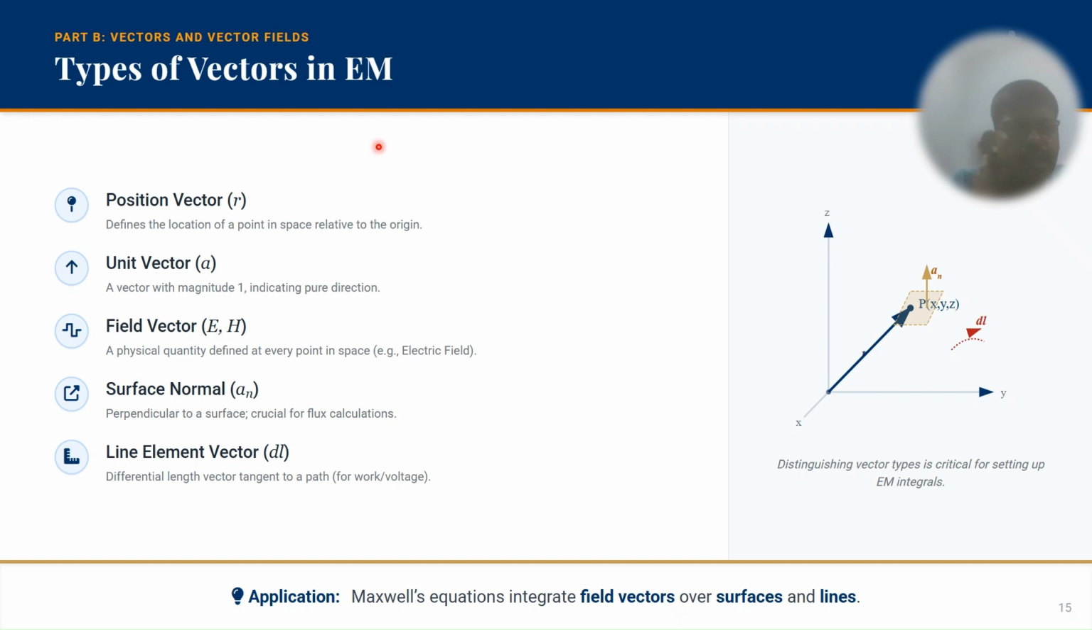The types of vectors we consider in EM are position vectors, which define the relative location of any point; unit vectors; and field vectors for the E and H fields, meaning electric field and magnetic field intensity. Surface normal: sometimes we consider a vector which is normal to any surface, and we denote it with suffix n. And line elements, dl, a small section of a line.